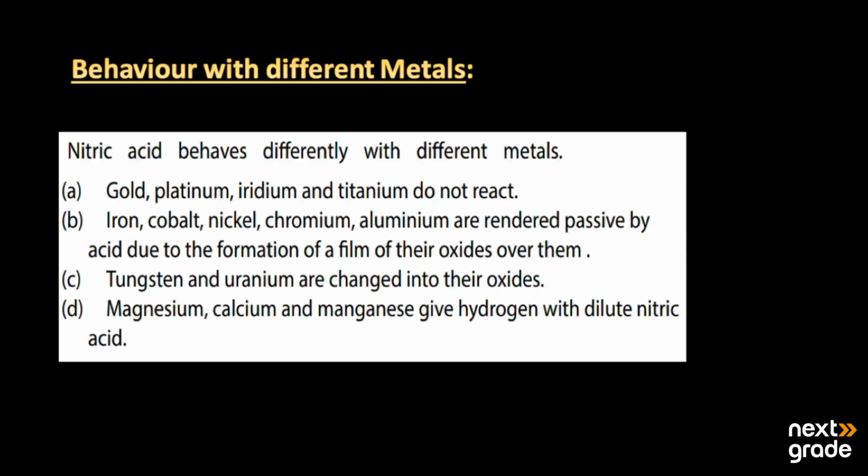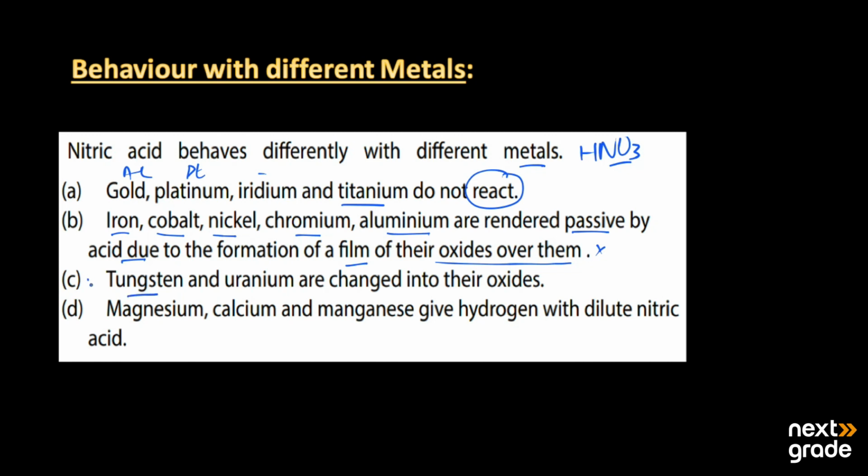And at the end we have the behavior of nitric acid with different metals, that is, how it behaves when it reacts with different metals. Nitric acid behaves differently with different metals. The first metals are gold, platinum as Pt, iridium and titanium. They do not react with nitric acid. On the other hand, metals like iron, cobalt, nickel, chromium and aluminium are rendered passive by the acid due to the formation of a film of their oxides over them. So they also do not react specifically with nitric acid.